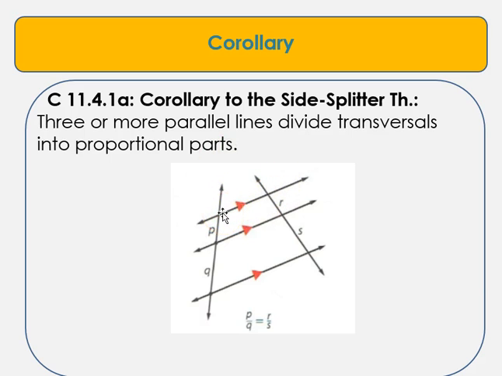So it says 3 or more parallel lines divide transversals into proportional parts. So the same things apply. So this segment P is to Q as R is to S. Now, these things will not apply to the lines that are parallel, but they will apply to the proportions on the sides.